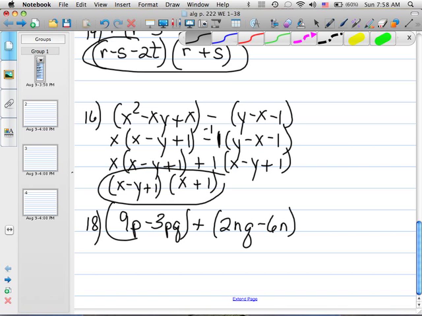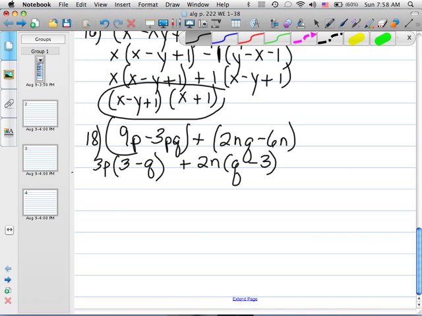Take out your greatest common factor here, so this would be 3p times 3 minus q to get back to that. And here we can take out a 2 and an n, so take out the 2n, and we have q minus 3. And then we look and we see the 3 minus q and the q minus 3 are not the same.